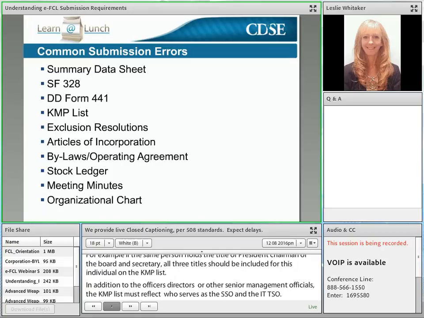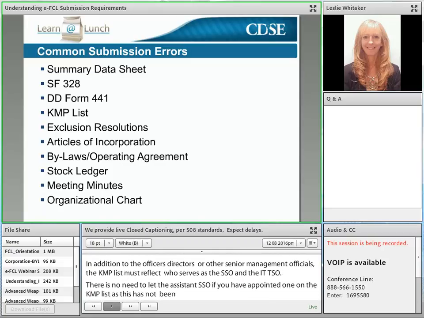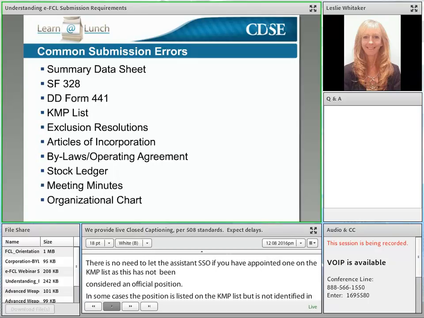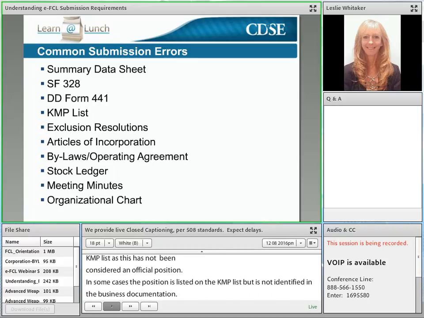In some cases, a position is listed on the KMP list, but is not identified in the business documentation. For instance, the KMP list might reflect the position of Director of Human Resources or the Director of Business Development. However, these positions are not identified in the bylaws, and these individuals do not have a significant voting right or control over company matters.